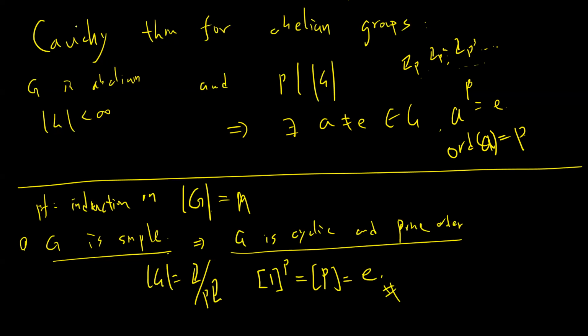Okay, so now we can assume that G has some subgroup N, which is not the identity.